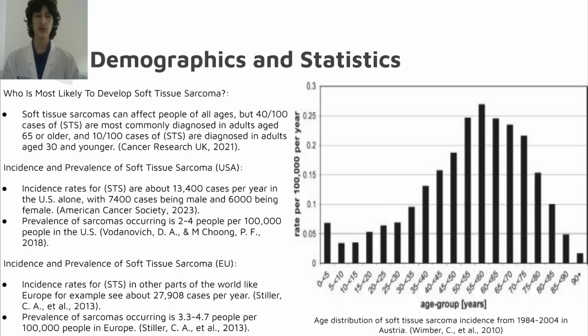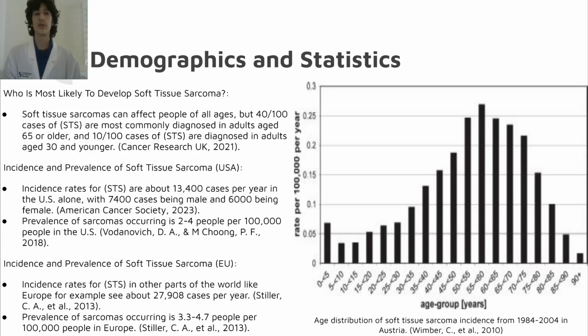Next, the incidence rates for STS in the United States are about 13,400 cases per year, with 7,400 cases being male and 6,000 being female, with the prevalence rate of sarcomas occurring being 2 to 4 people per 100,000 people in the US. Then, the incidence rates for STS in Europe are about 27,908 cases per year, with prevalence rates of sarcomas occurring being 3.3 to 4.7 people per 100,000 people in the EU.